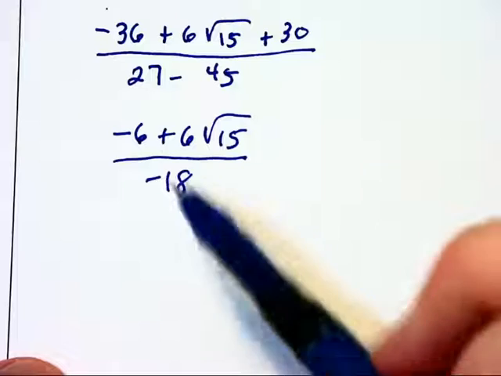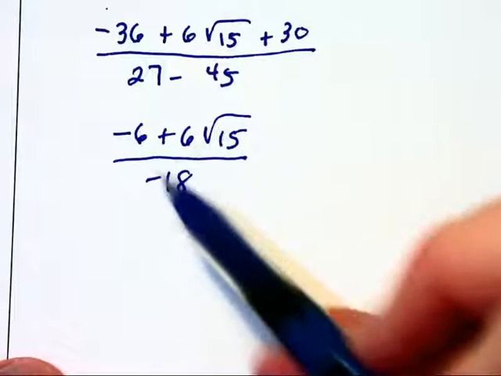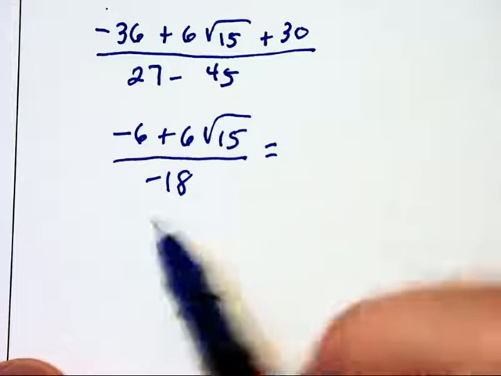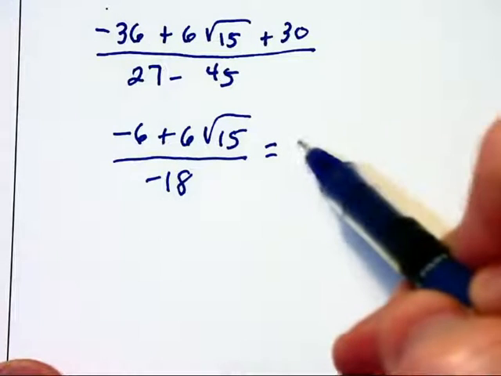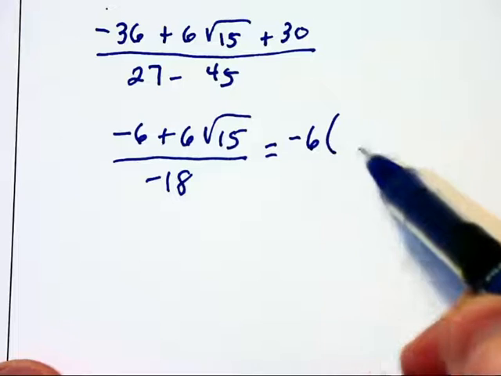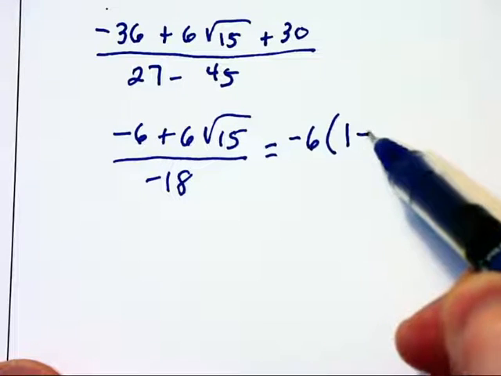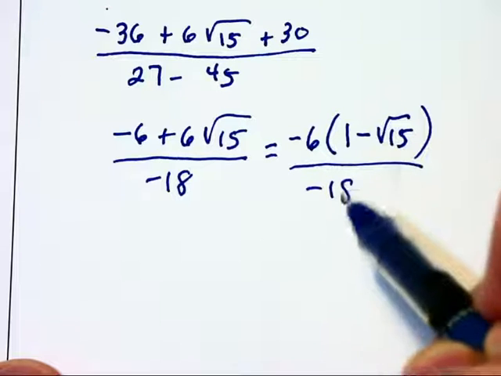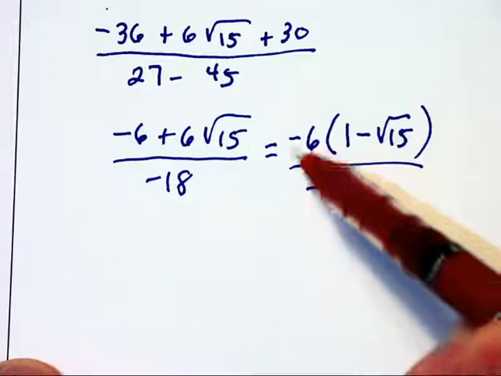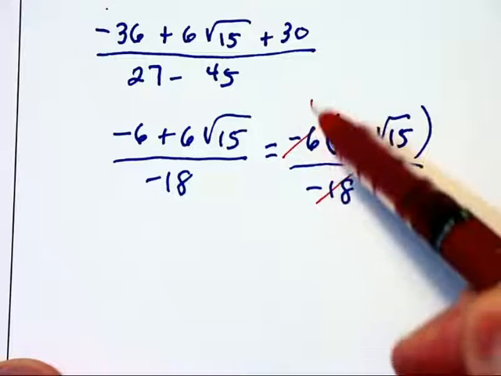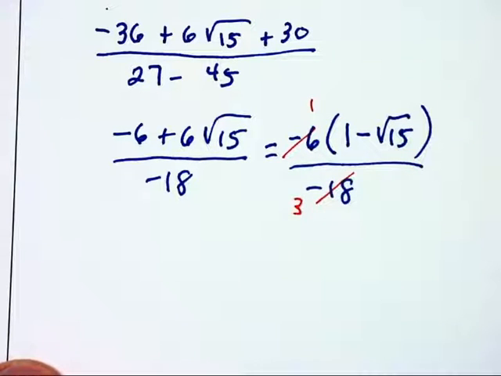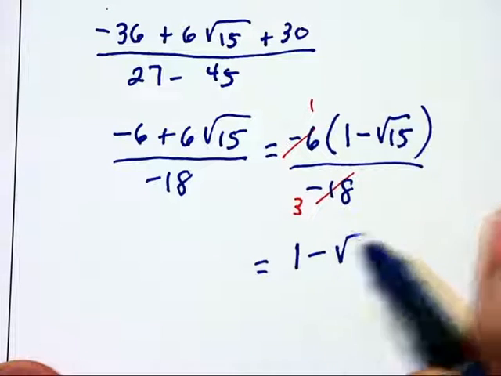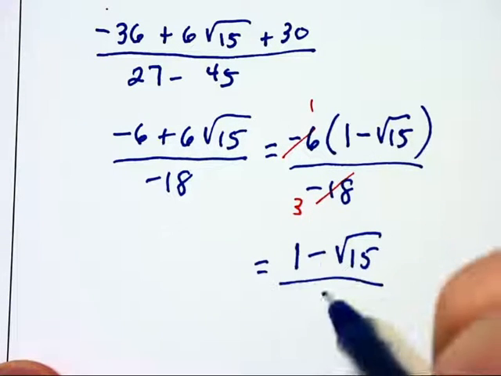Now technically we're not supposed to cancel either of these separately. We should be factoring and canceling. And because there's a negative in the denominator, I'm going to choose to factor a negative 6 out of the numerator and make this 1 minus the square root of 15 over negative 18, so that when I do reduce the negative 6 and the 18, those negatives disappear and I just have 1 and 3. And so this can be simplified into 1 minus the square root of 15 all over 3.